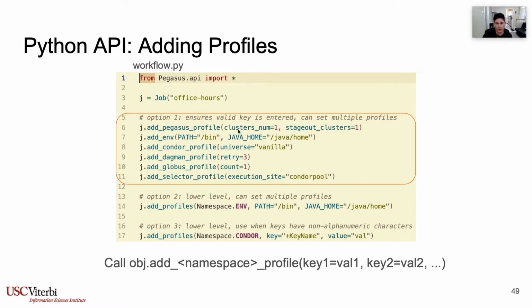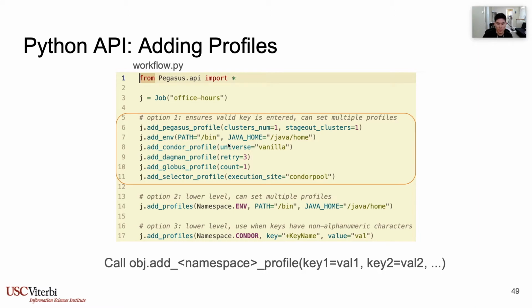So the good thing about this is that this ensures that the keys are valid profiles for this namespace. And the nice thing is that if you're using an IDE, you'll get nice autocomplete. You don't have to remember what a specific profile key is. Your IDE will just pull it up for you because we have these defined in the function definition of add namespace profile for the given namespaces.